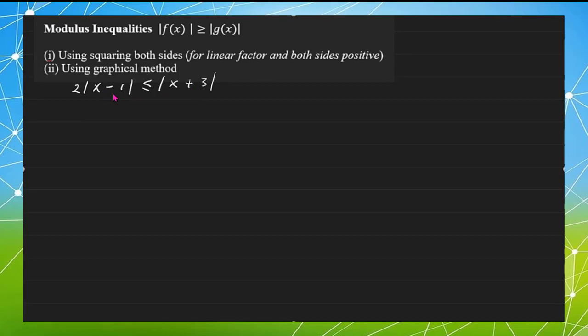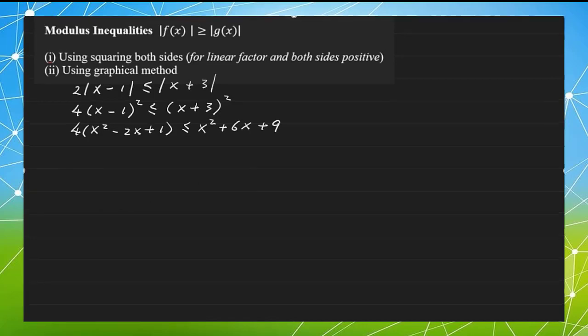Since both modulus are linear, now I'm going to square both sides of the inequality. So now I get 4 multiply x minus 1 power 2 less than or equal to x plus 3 power 2. Now I'm going to expand the expression. Then I get 4 multiply x power 2 minus 2x plus 1 less than or equal to x power 2 plus 6x plus 9. Again, I expand the 4. Then I get 4x power 2 minus 8x plus 4, and I shift all the terms to the left. Then I get minus x power 2 minus 6x minus 9 less than or equal to 0.